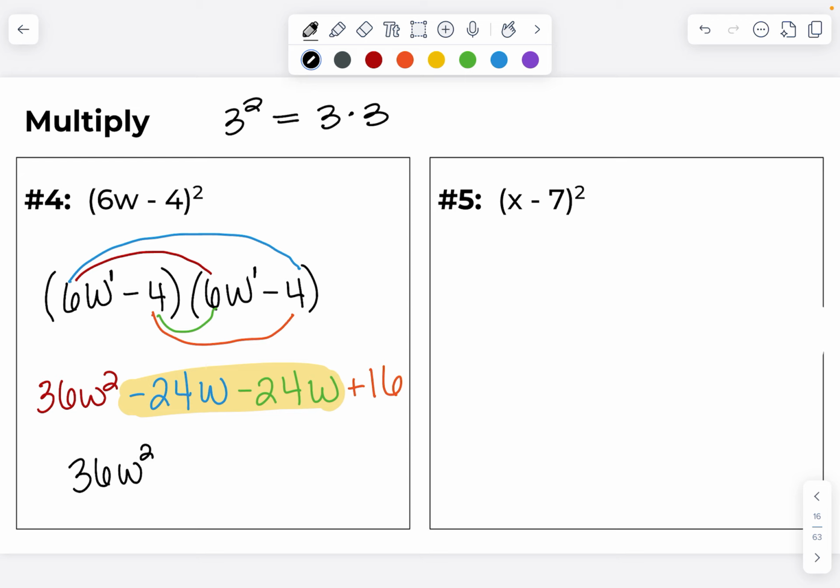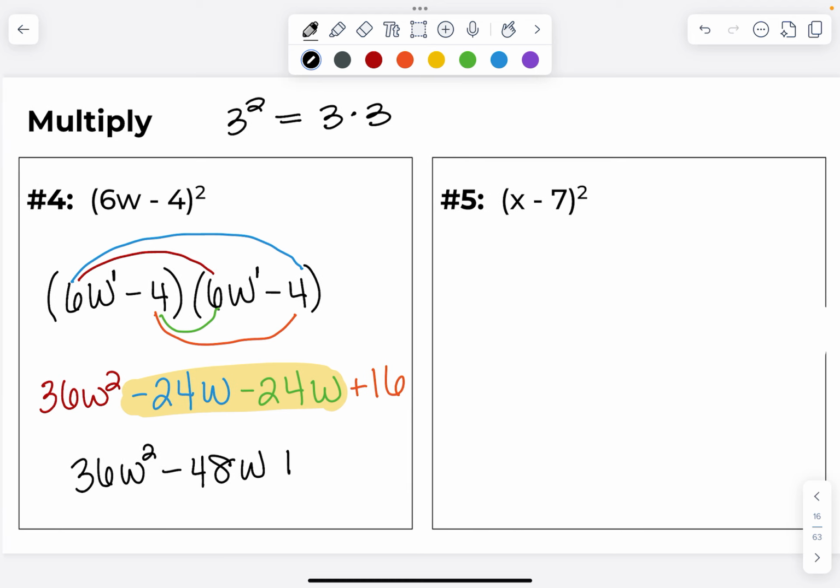So when I combine my two middle terms, I'm going to take the negative 24 minus 24. That'll be negative 48w, and then I need to also bring down that plus 16. So that is that example. Again, it ended up becoming exactly like the previous problems. It just initially looked a little bit different. So I want you guys to try number 5 on your own.